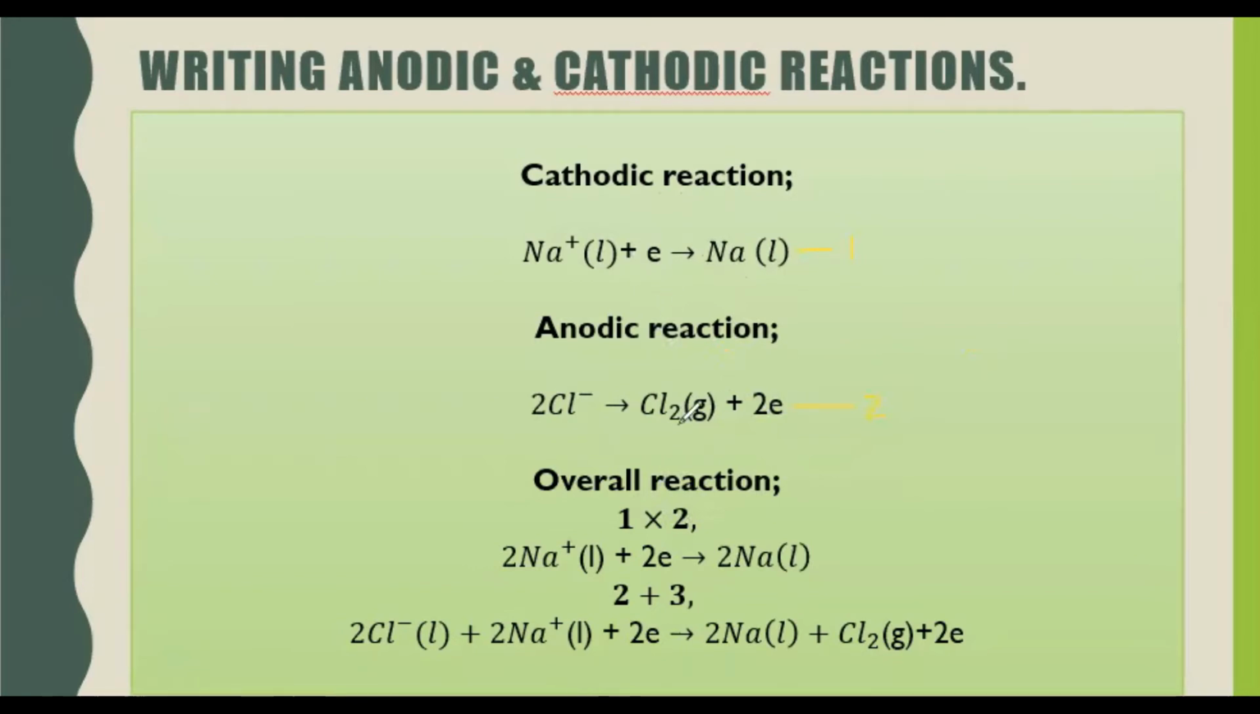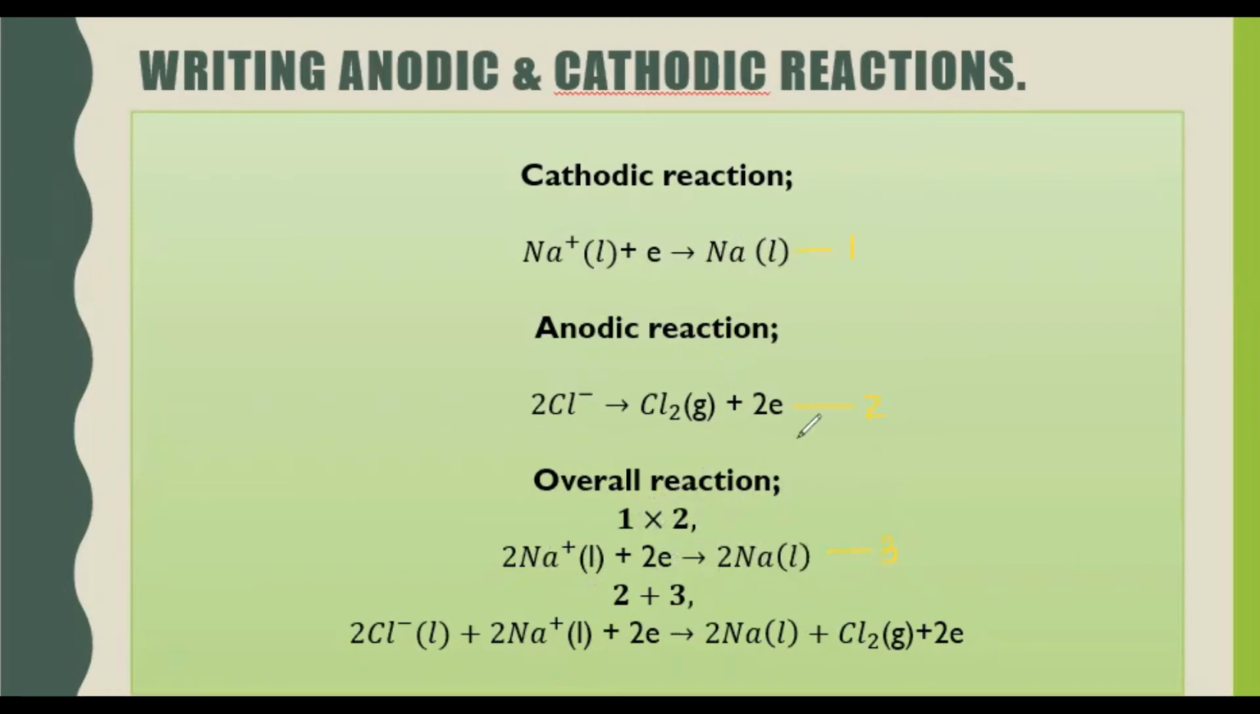So because of that, I am going to multiply the first equation by 2. Now here you can see I have multiplied the first equation by 2. Then I will get 2 sodium plus ions, 2 electrons and 2 sodium. Now I will mark this new equation as the third equation.